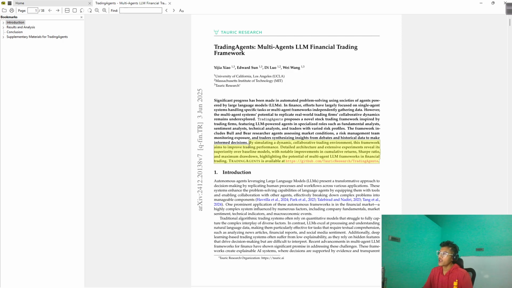By simulating a dynamic collaborative trading environment, this framework aims to improve trading performance. This is what we are looking for. Detailed architecture and extensive experiments reveal its superiority over baseline models, with notable improvements in cumulative returns, Sharpe ratio, and maximum drawdown, highlighting the potential of multi-agent LLM frameworks in financial trading.